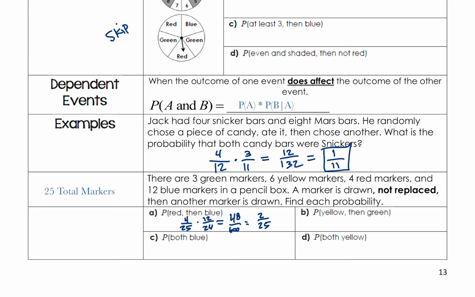Now the probability of pulling a yellow marker and then a green marker. Well, we've got 6 yellow markers out of our 25. And then we've got 3 green markers, but we no longer have 25, we have 24 in our box. This multiplied together gives us 18 over 600, which simplifies to 3 over 100.